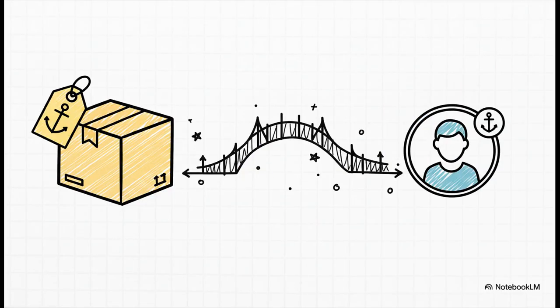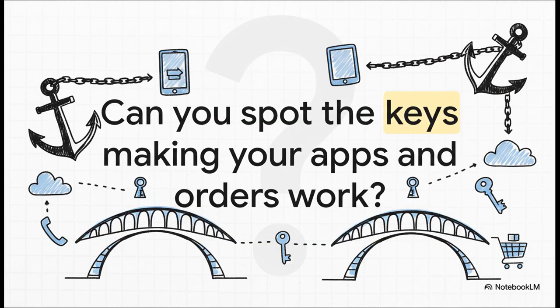And you see this everywhere. That unique order number you get when you buy something online, that's a primary key. The system uses it as an anchor to find your specific order out of millions. And when that same system pulls up your shipping address from your customer profile, yep, it's using a foreign key as a bridge to connect that order to you. So the next time you track a package or log into an app or do pretty much anything online, see if you can spot the anchors and bridges working silently behind the scenes. It's this simple but incredibly powerful idea, the database key, that truly makes our complex digital world possible.